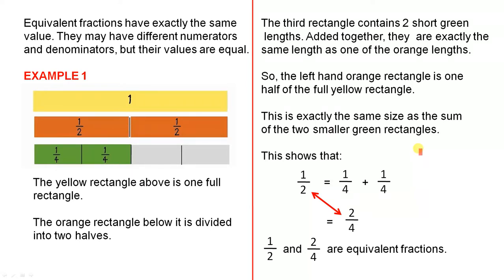That is, exactly the same size as the sum of the two smaller green rectangles. So the orange one is the same length as those two together. This shows that a half, which is the orange section, is a quarter plus a quarter. See? So that half is a quarter plus a quarter. A quarter plus a quarter is 2 over 4. So a half and 2 over 4 are equivalent fractions. That means they have the same value.